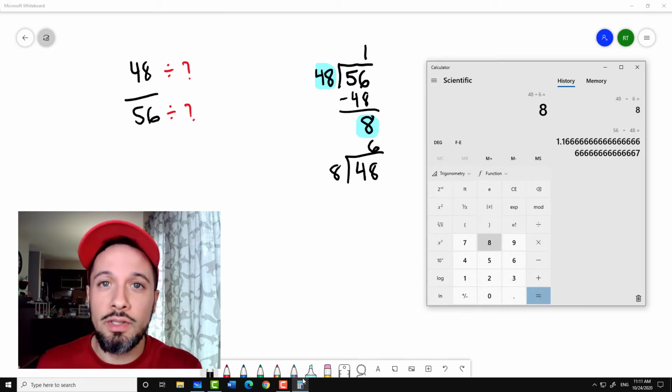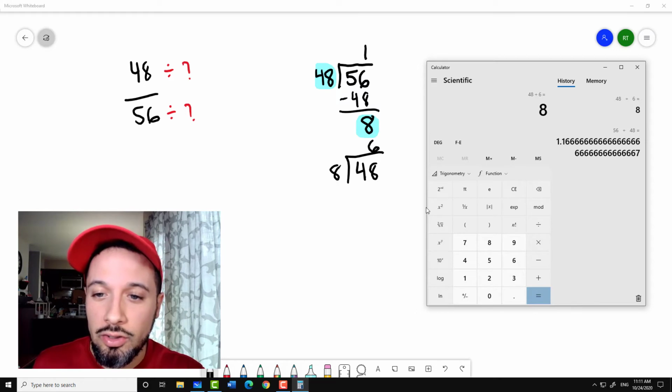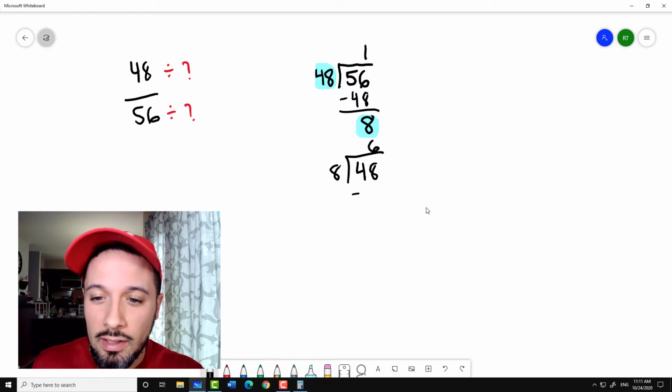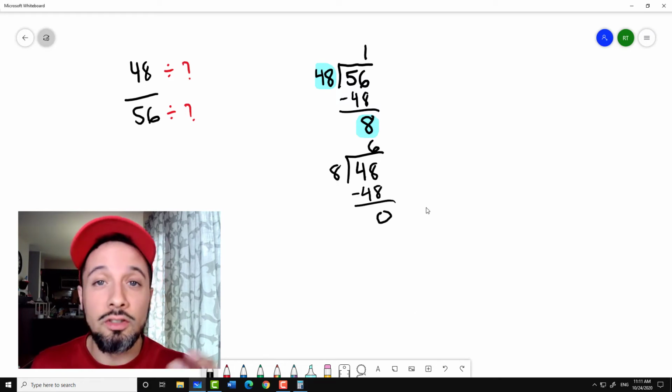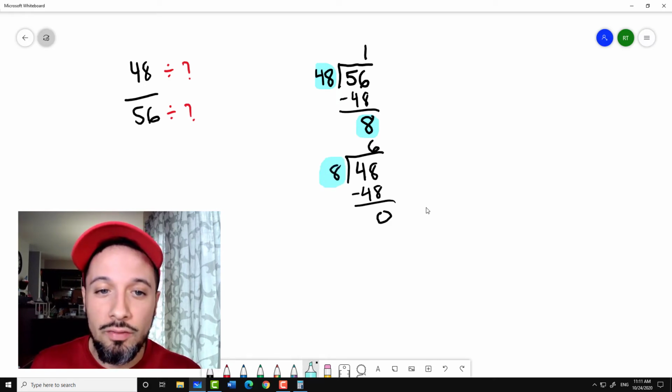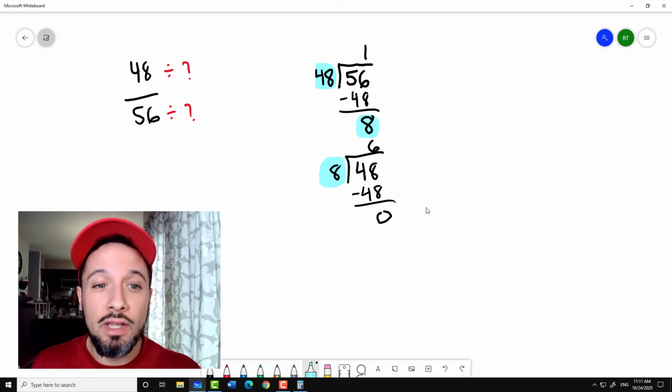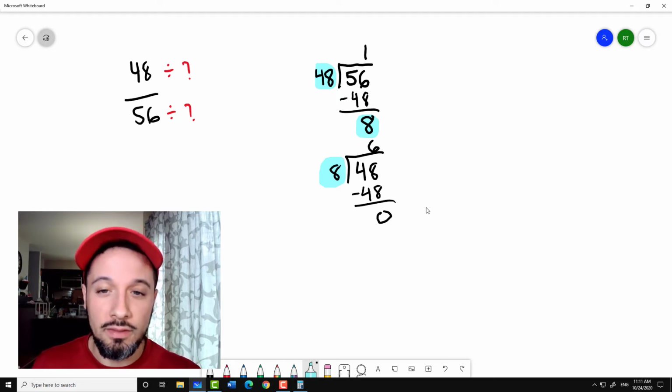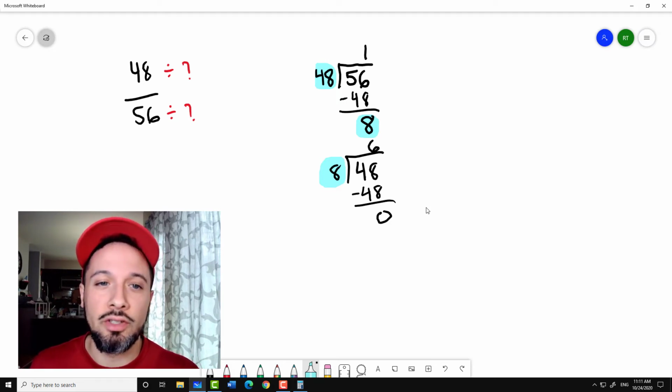You can see there's no decimal, meaning there is no remainder. And you can see here, because when I multiply it, I get 48. When I subtract that, nothing remains. This lets you know that the biggest number that can divide into 48 and 56 is 8. That is called the GCF, the greatest common factor.